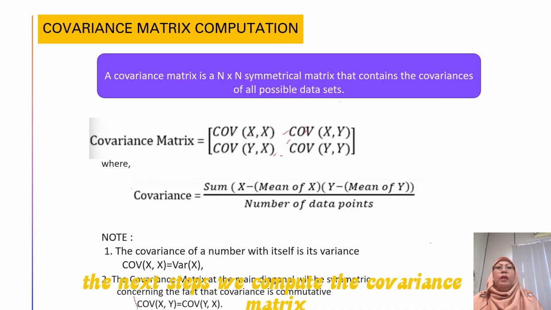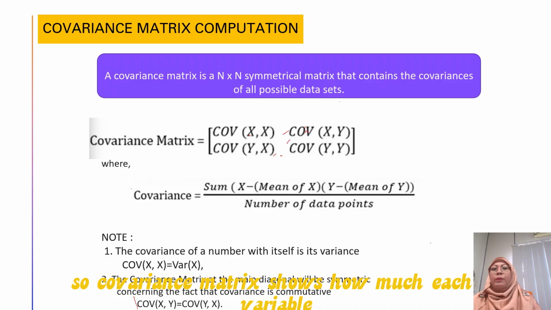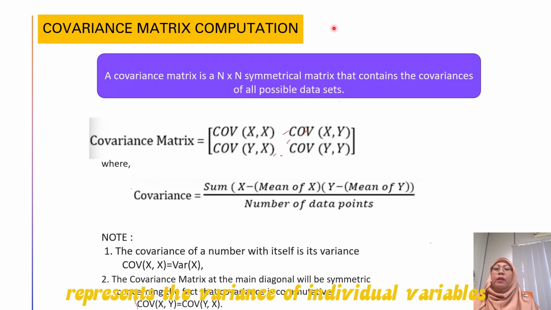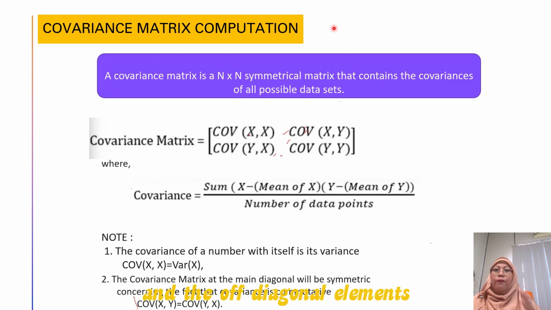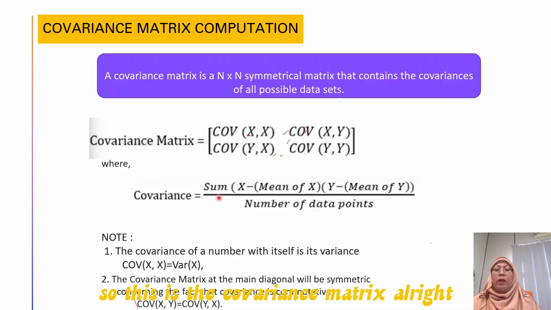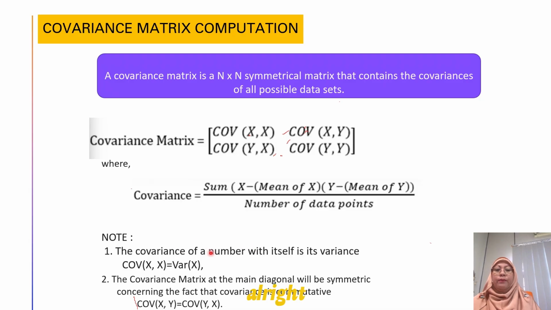In the next step, we compute the covariance matrix. So what is a covariance matrix in this case? The covariance matrix shows how much each variable varies with every other variable. It is a square symmetric matrix where the diagonal elements represent the variance of individual variables, and the off-diagonal elements represent the covariance between different pairs of variables. As can be seen here, this is the covariance matrix, and this is the formula for the covariance itself.